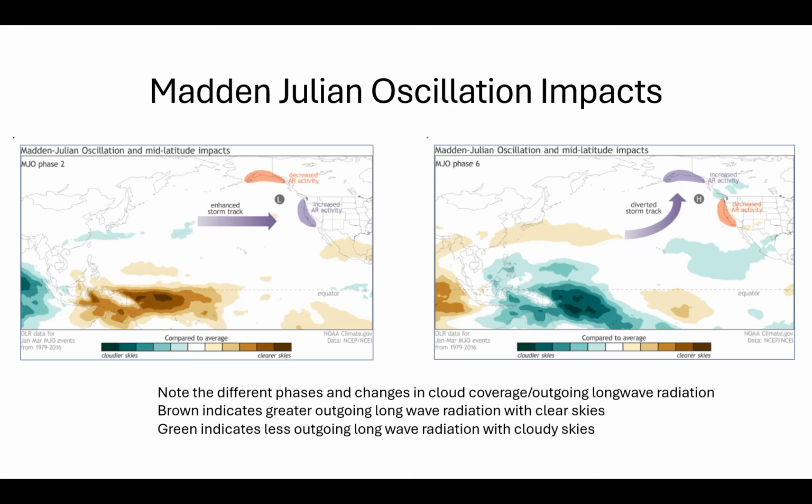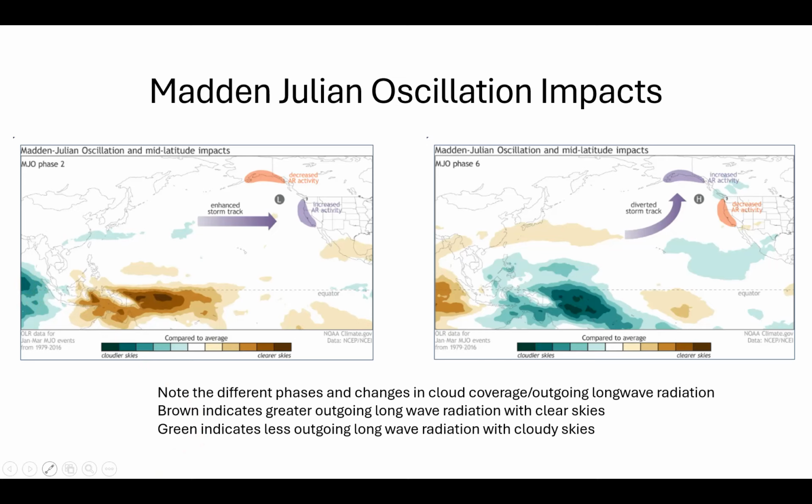Here's a couple examples now of the different phases of the MJO. So we have MJO phase 2 diagram, the impacts globally, here on the left. MJO phase 6 is on the right. What I'm trying to show you is how the cloudy skies and the clear skies change over time. So when we have MJO phase 2, look at the diagram here on the left, we have enhanced rainfall and enhanced cloudiness across the Indian Ocean.